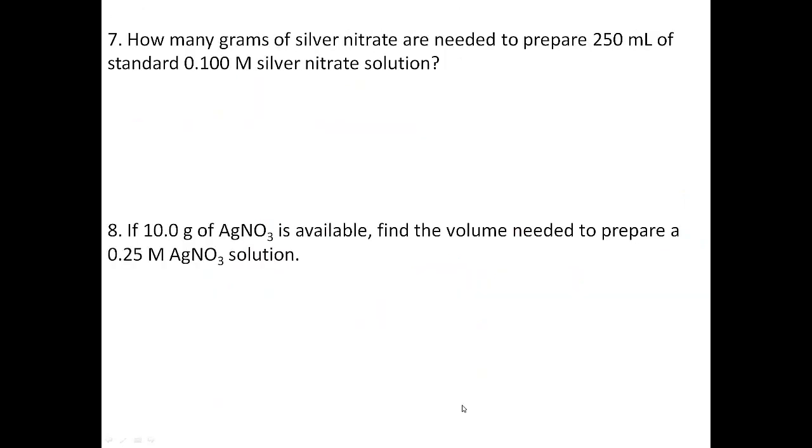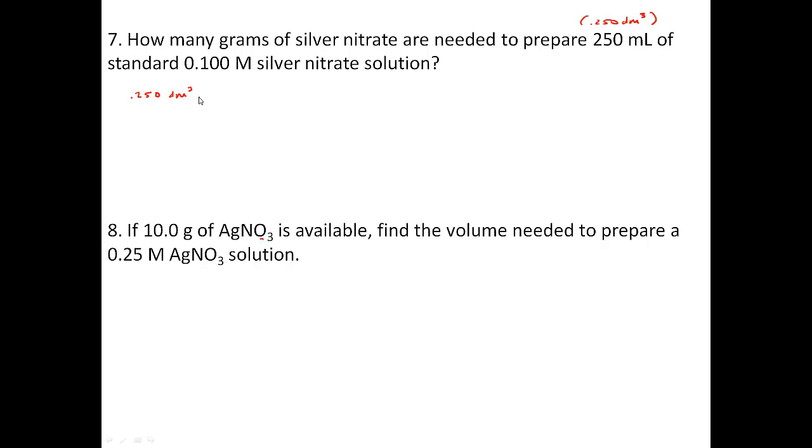Now, the question is, how many grams of silver nitrate are needed to prepare 250 milliliters of 0.100 molar silver nitrate solution? Well, if you know the concentration, you actually know quite a bit. So, here's what I'm going to do. I'm going to start out, I'm going to turn this into decimeters cubed. 0.250 decimeters cubed here. And I'm going to put it right here on the right.